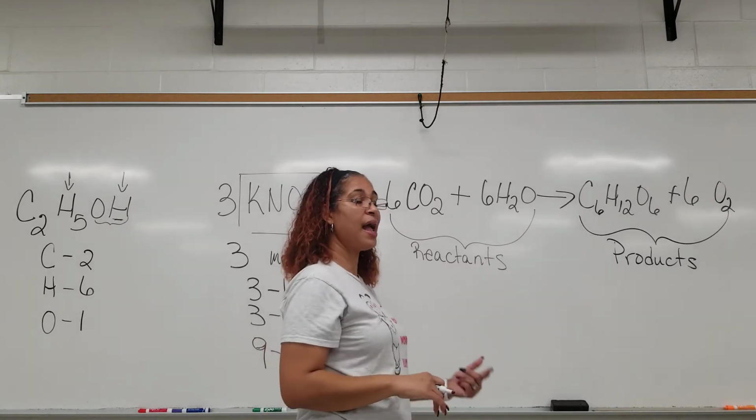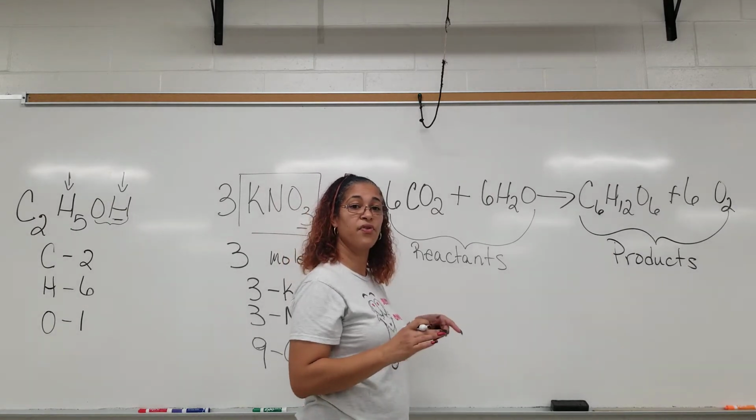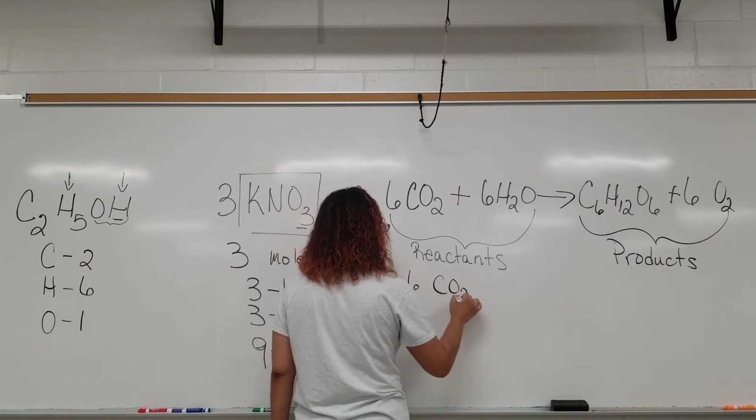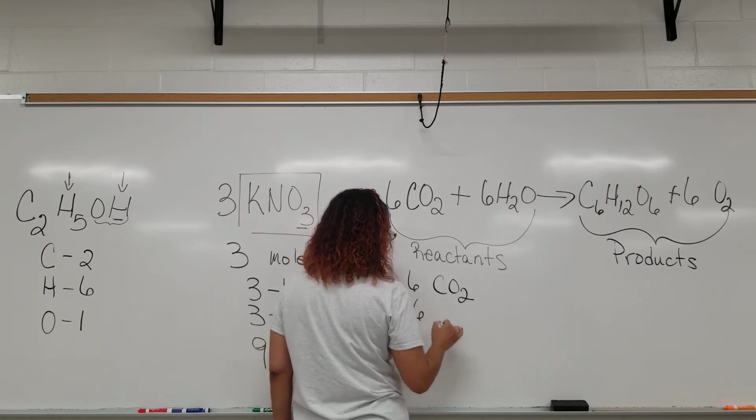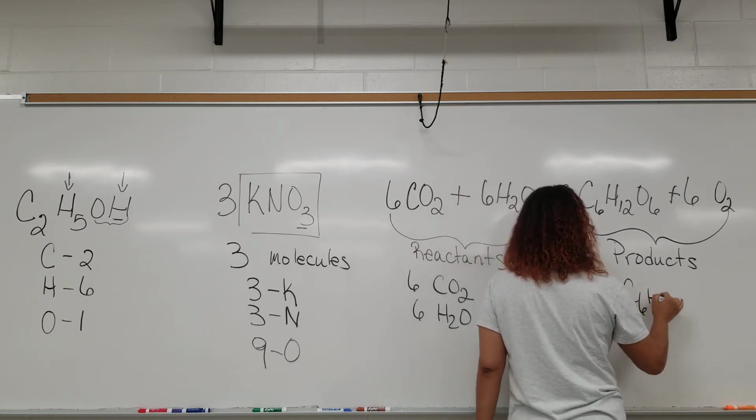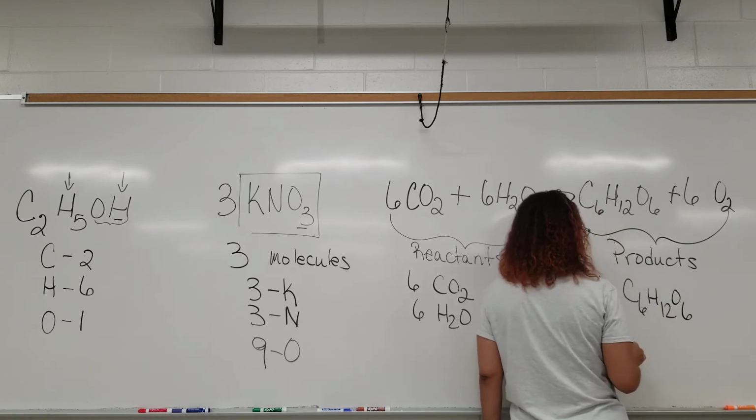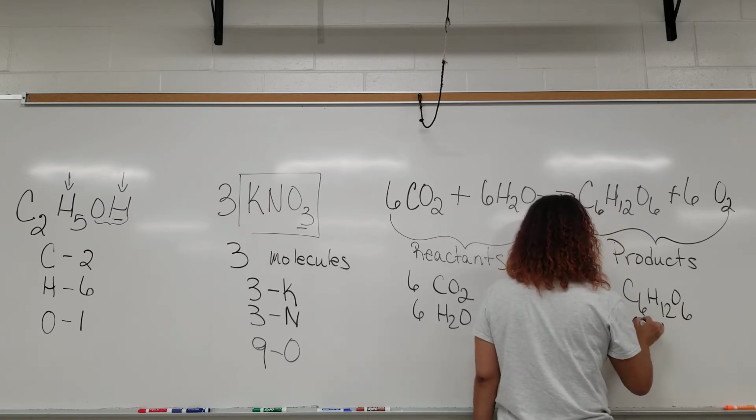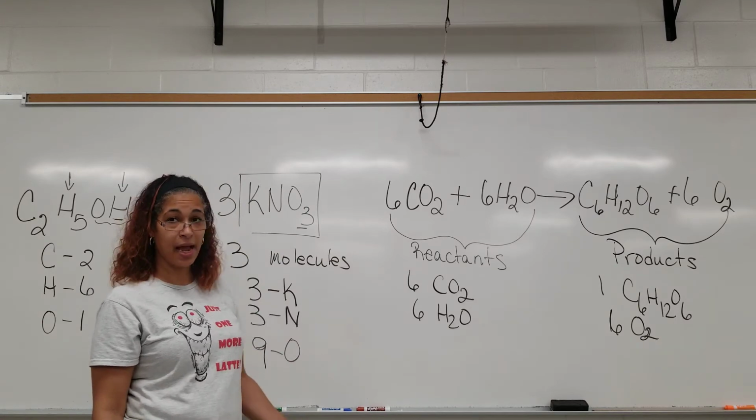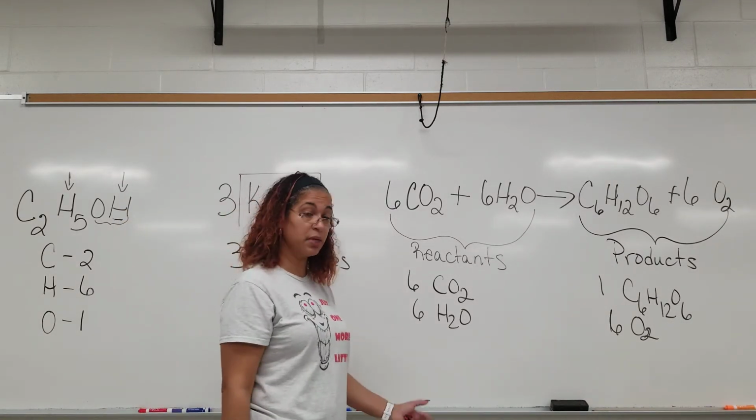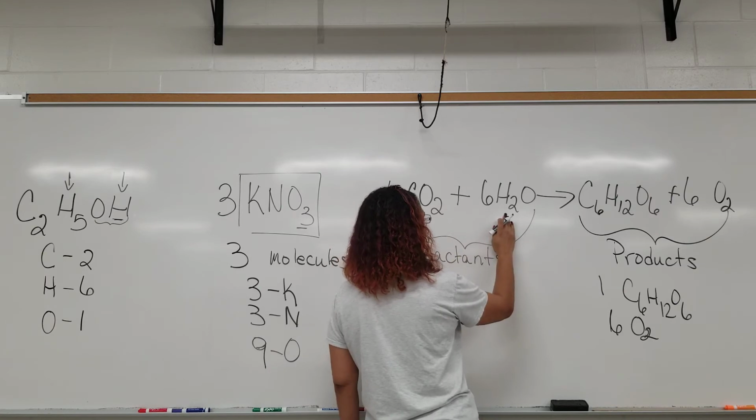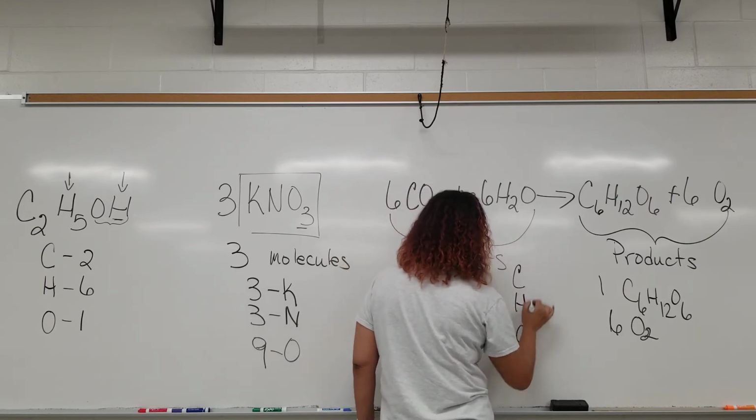So now, if we're identifying the number of molecules we have, we have 6 carbon dioxides, we have 6 waters, 1 glucose molecule, and 6 oxygens. Okay? Oxygen molecules. Now, to identify how many of each element we have: carbon, oxygen, and hydrogen. So carbon, hydrogen, and oxygen.